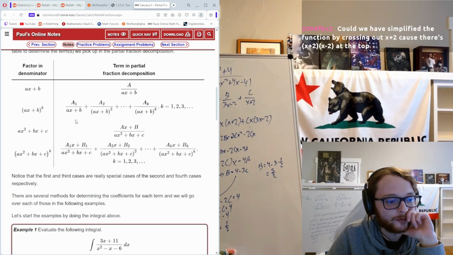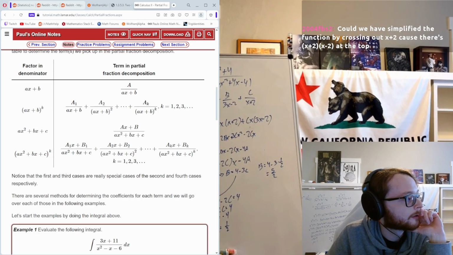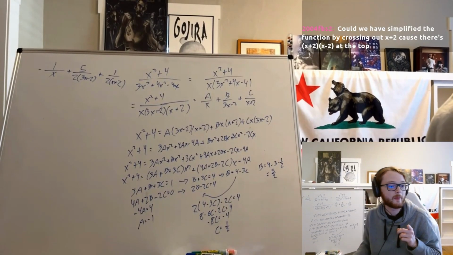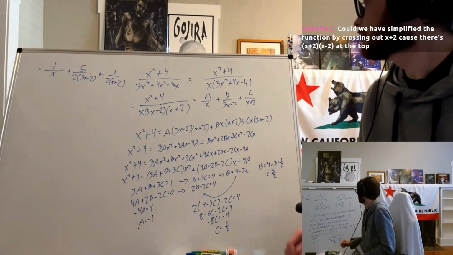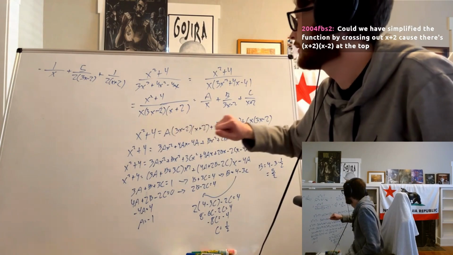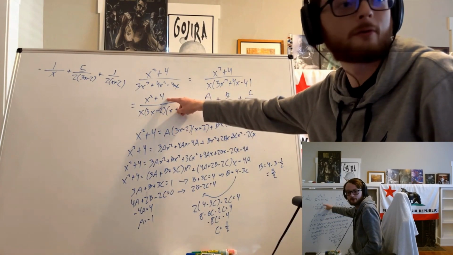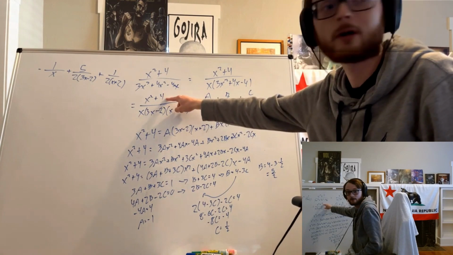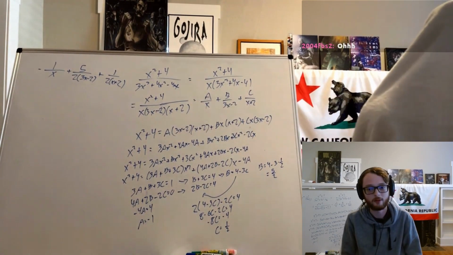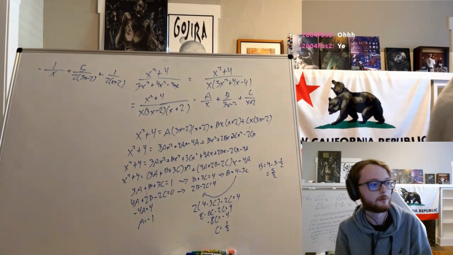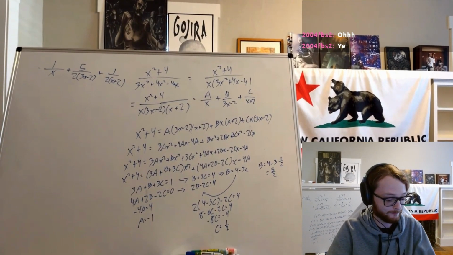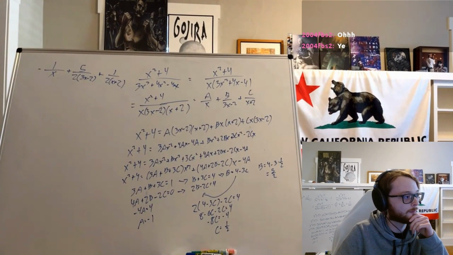Could we have simplified the function by crossing out x plus 2? No, because that's a very good thing to watch out for, FPS. But x squared plus 4 does not factor like that. X squared plus 4 does not factor the way that you said. If it was x squared minus 4, then that's the difference of 2 squares, and you can absolutely do what you just said and avoid partial fractions. Well, you have simpler partial fractions, but yeah. If you can avoid partial fractions and get some cancellations, that's always preferable.